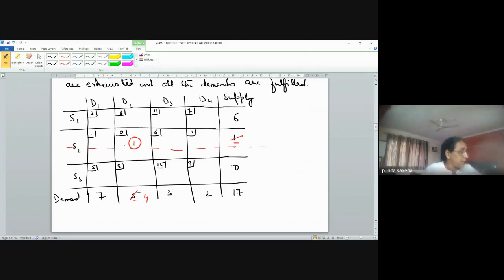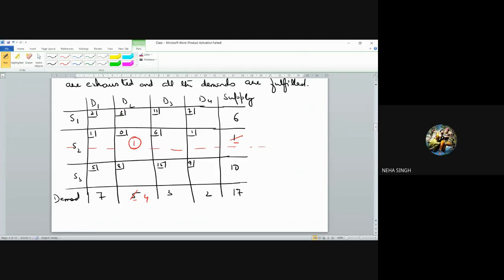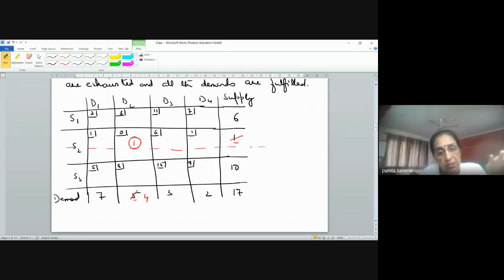Then what is the next step? We don't have to move vertically up or down. We have to look for the next lowest cost cell, out of the cells which are not marked, I mean which have not been crossed. So now it has to be a choice between 2, 3, 11, 7, 5, 8, 15 and 9.